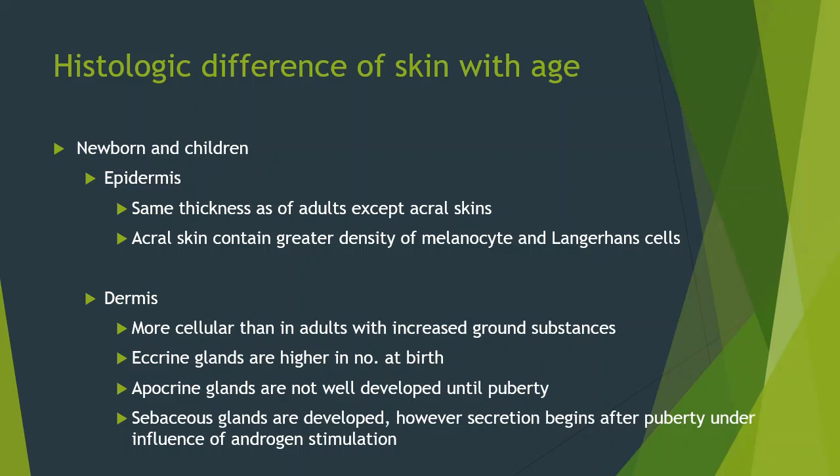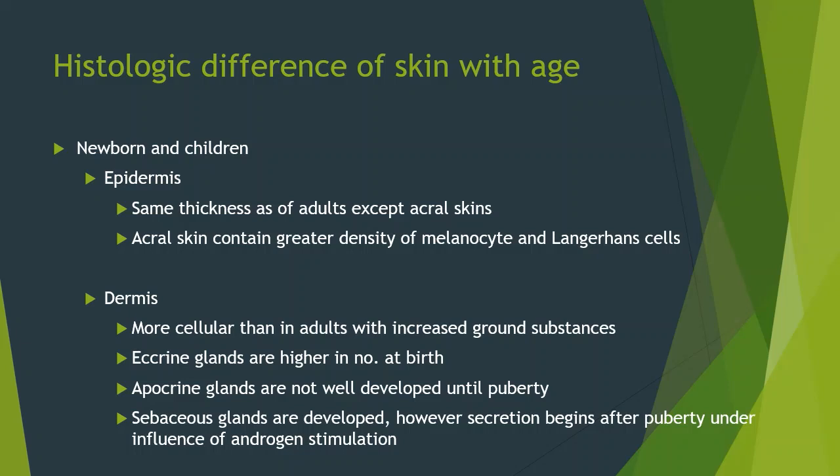Eccrine glands are higher in number at birth, and as the person grows older, the apocrine glands start to develop after puberty. Sebaceous glands are developed in newborns, but they don't contain any secretion. The secretion starts after puberty under androgen stimulation.